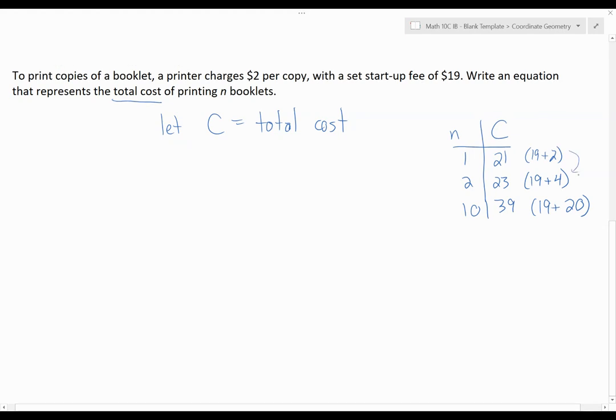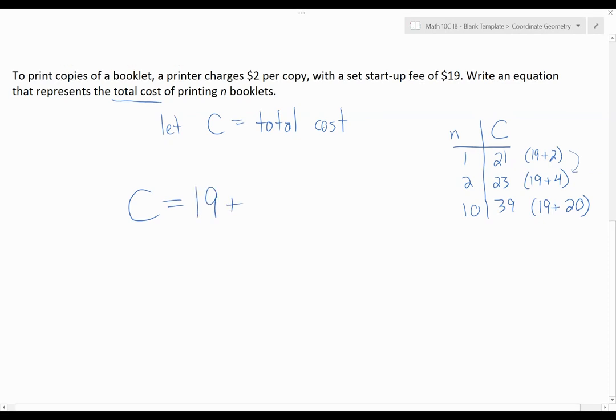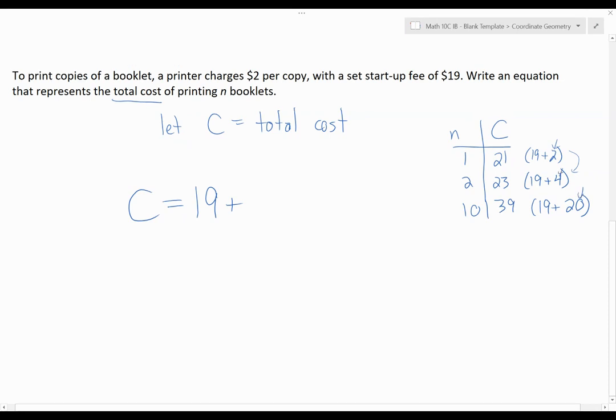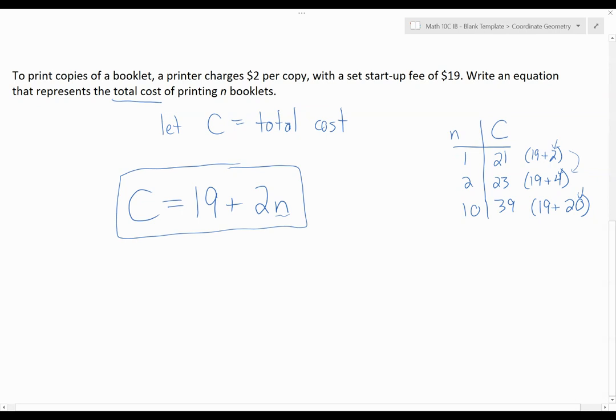This process gives me a hint as to what my equation should be because all of these, to calculate the total cost, start with 19. But then this other number, the 2 or the 4 or the 20, that's the $2 times the number of copies that I buy, so 2n. So this is an equation that represents the total cost of printing n booklets. So now if I knew I wanted to print 100 booklets, for example, I could replace the n with 100. 2 times 100 is 200 plus 19.